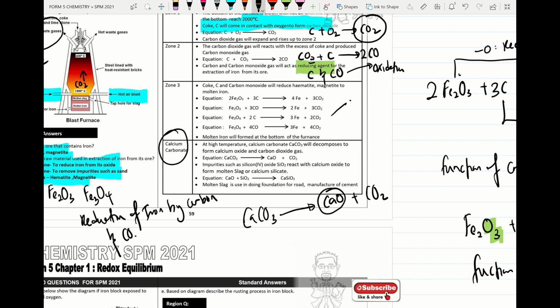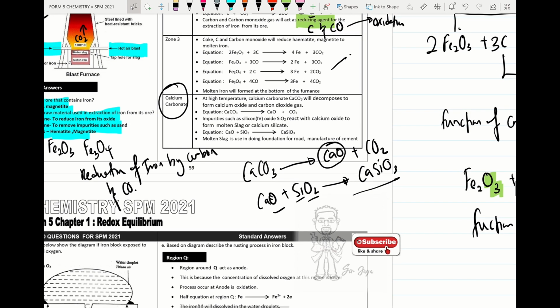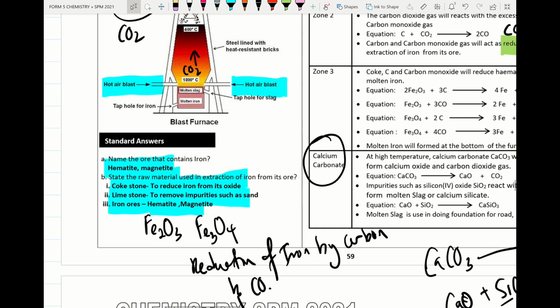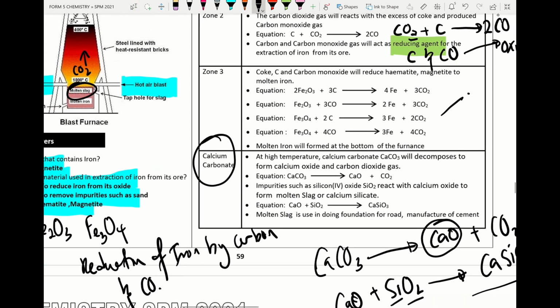This calcium oxide will attract all the impurities such as sand, silicon oxide, to form calcium silicate. So it will form Ca, I take the Si, put here O, total up, so O will be 3. So this is known as slag, molten slag. The molten slag will settle down at the bottom here. This molten slag is used for the foundation of a road and the manufacture of cement.